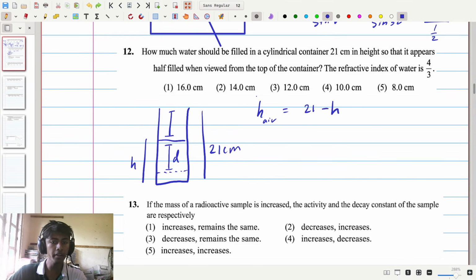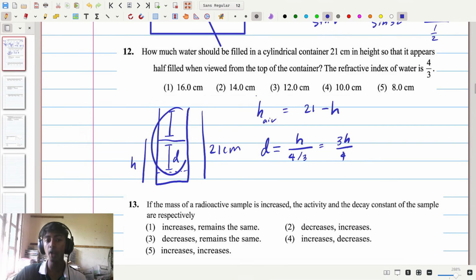Now considering the apparent depth, we know that the apparent depth is equal to the real depth of h divided by the refractive index. So d is equal to h divided by 4 over 3, which is equal to 3h over 4. Now according to this, if we want this to look half full, the height of air and the apparent depth should both be equal to each other.